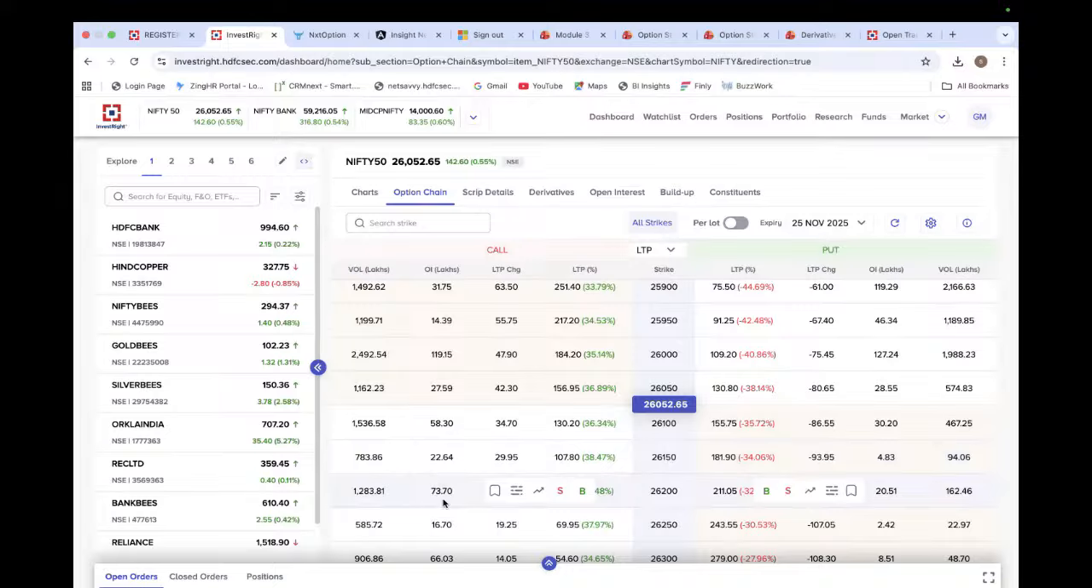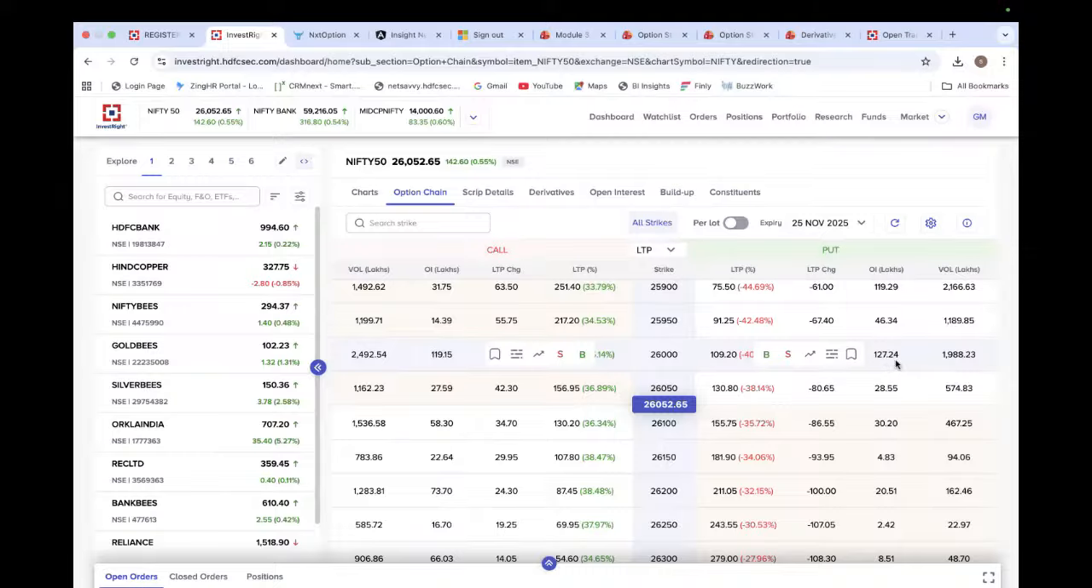So this 73 is comparatively bigger. Okay. So let's take in mind that this 26,200 has a big call OI. I'll not say what it is, but big call OI. Now on the put side, we have to do the same. Now we are at 26,052. We have to see a similar thing. We have to see a bigger number over here. Right at 26,000, we can see 127 lakh.